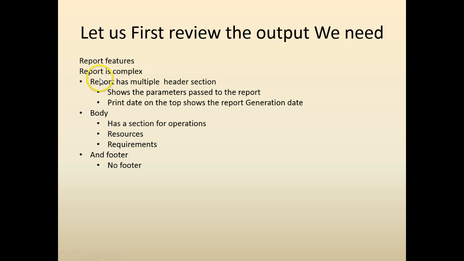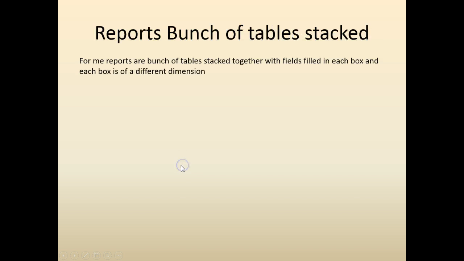So let's review the output. The report has a multiple header section. It has a body with a section for operations, resources, requirement, and there's no footer. If you look at the report and examine it closely, it's basically a bunch of tables stacked together.